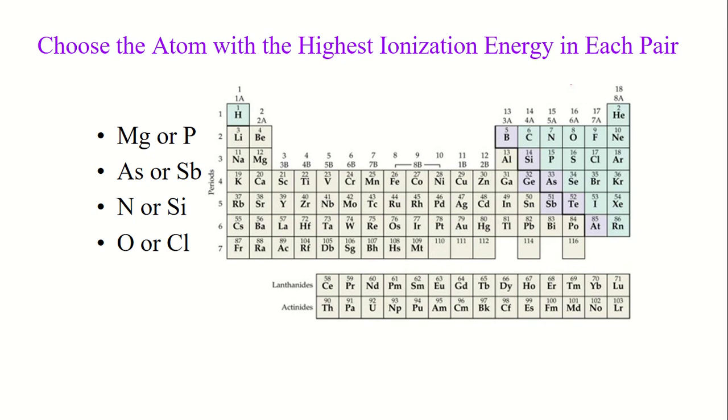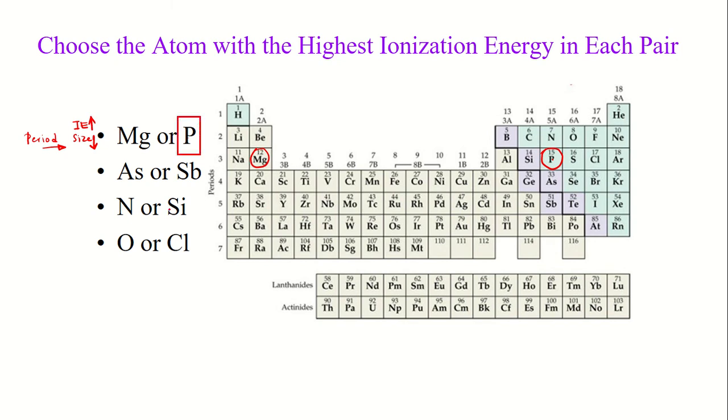Which one has the highest ionization energy in each pair? In the first pair, magnesium and phosphorus. Please look, a metal and a non-metal. In general, metals have lower ionization energy than non-metals, but I'm going to compare using trends. If we have elements in one period, size decreases. Size decreases means ionization energy shows the opposite behavior, so ionization energy increases. Between magnesium and phosphorus, phosphorus has a smaller size and higher ionization energy.